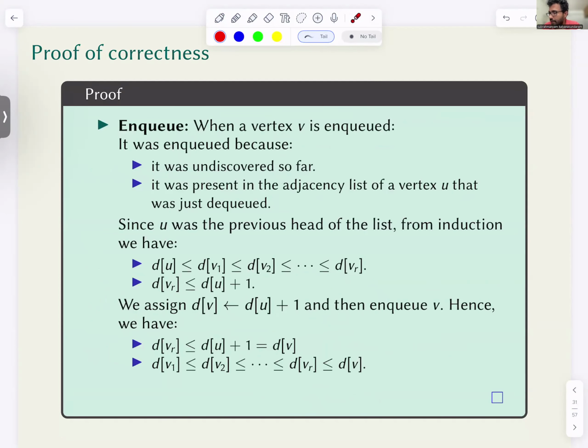And when we have enqueue, suppose we are enqueuing a vertex V. We enqueue V because a vertex U was just dequeued. U was ahead of the Q, and U was ahead of V1 in the Q.